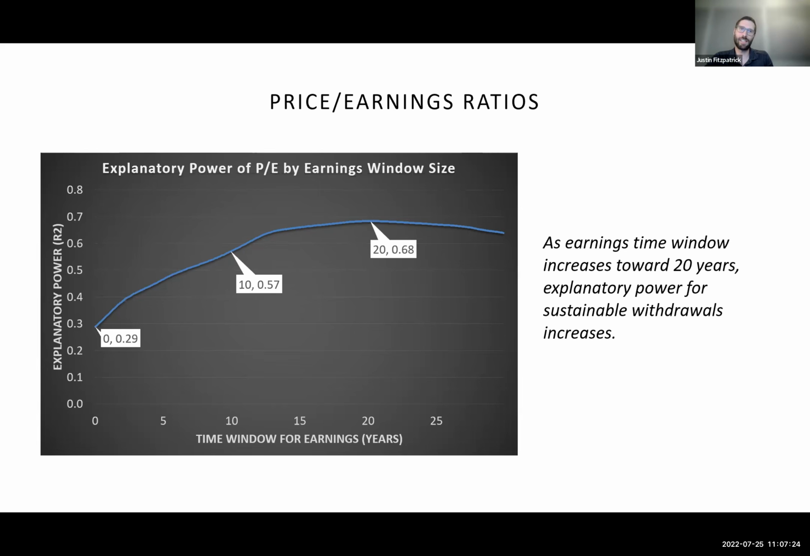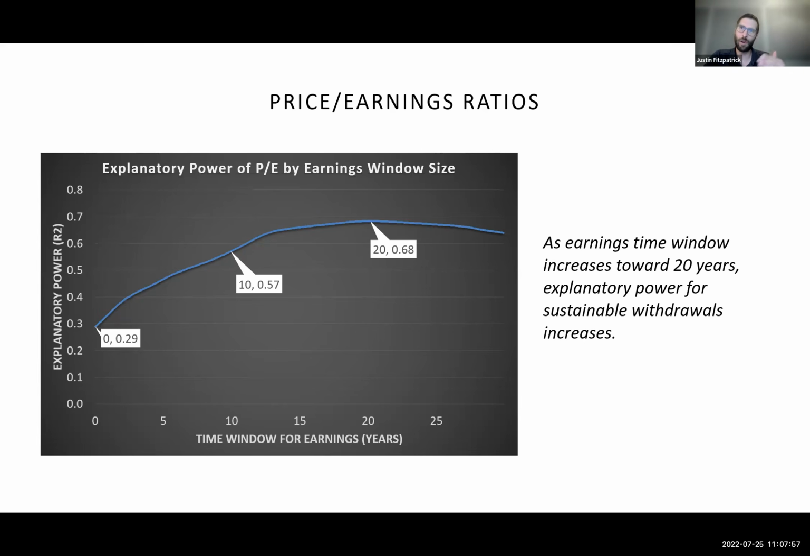So you can see here, as we go from 0 years, so maybe it's one quarter or two quarters, we have relatively low R squared, relatively low explanatory power, although, honestly, 0.29 isn't the end of the world. But getting up to close to 0.7, which is quite a robust R squared, as we get toward 20 years. So again, this is a pattern we'll see with every example here. If we use a longer term indicator, we get better information about retirement income.